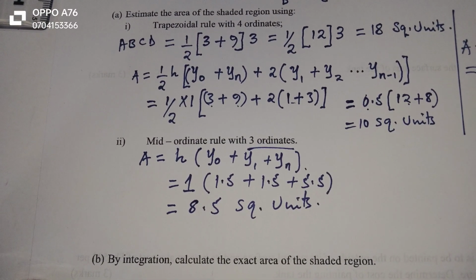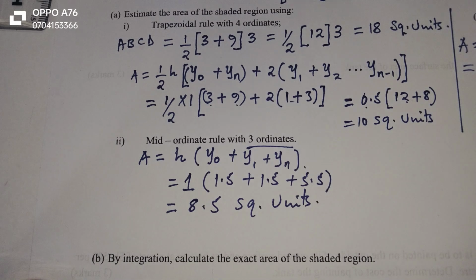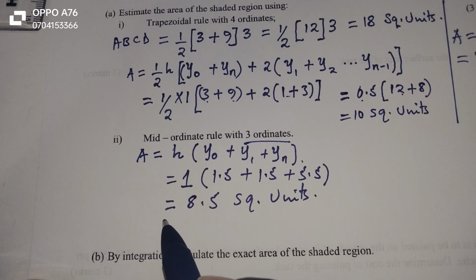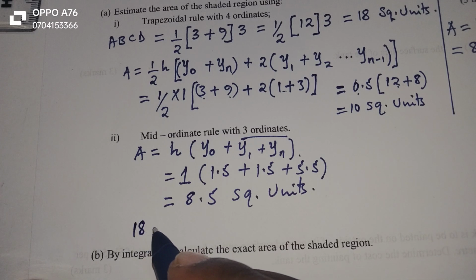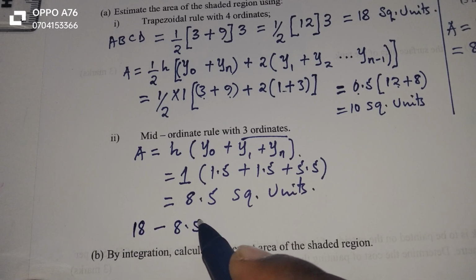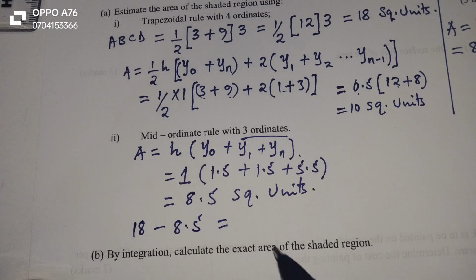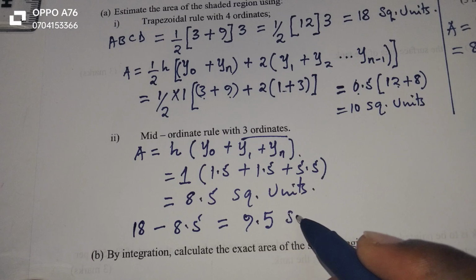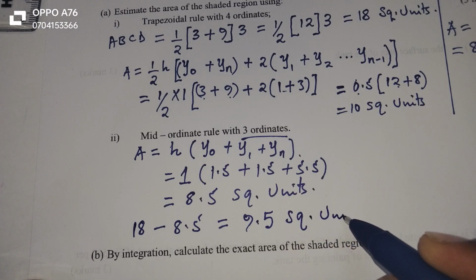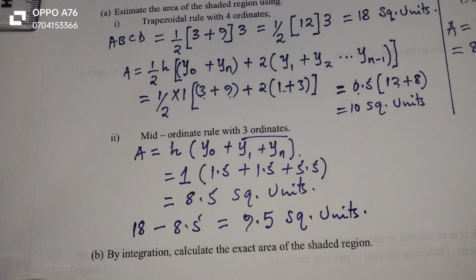So with that area now below the curve, we can subtract it from the area of the larger trapezium, which was confirmed to be 18. When we subtract 8.5 from 18, we get exactly 9.5 square units. 9.5 square units.